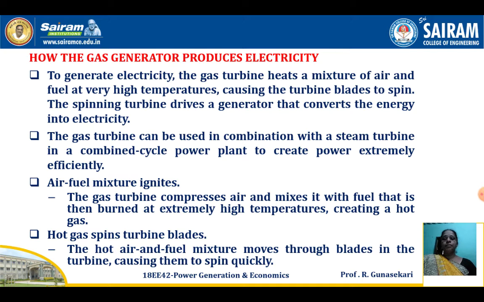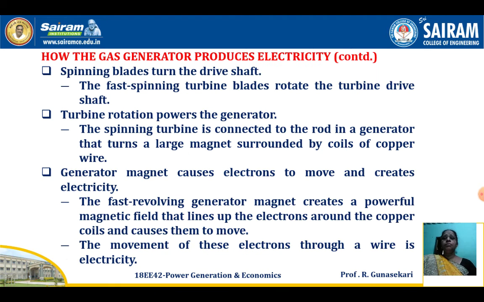Air fuel mixture ignites. The gas turbine compresses air and mixes it with fuel that is then burned at extremely high temperatures, creating a hot gas. Hot gas spins turbine blades. The hot air and fuel mixture moves through the blades in the turbine, causing them to spin quickly. Spinning blades turn the drive shaft. The fast spinning turbine blades rotate the turbine drive shaft.